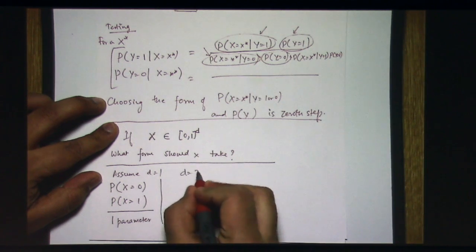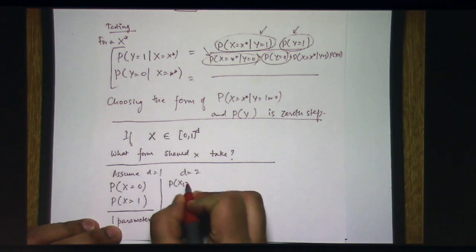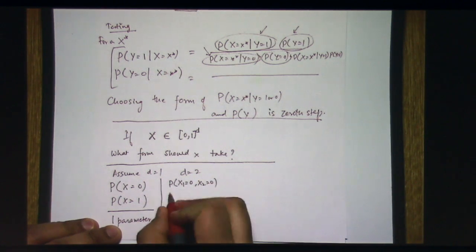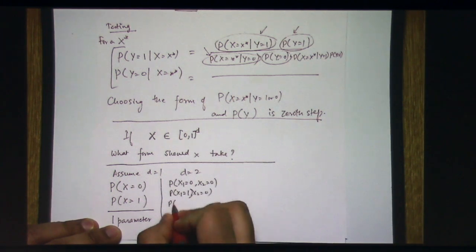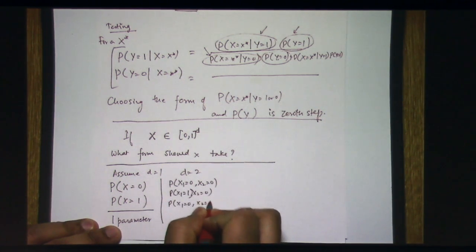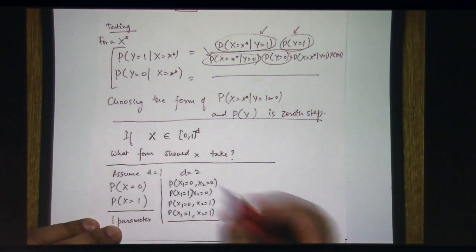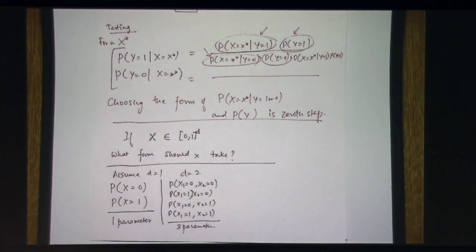But what if d equals 2? If d is 2, then what we want is the probability of x1 equal to 0 and x2 equal to 0, the probability of x1 equal to 1 and x2 equal to 0, and so on. All four should sum up to 1, so actually you need 3 parameters. You can also arrange it in a 2 by 2 table, x1 0 1 and x2 0 1, and you need to fill that out.